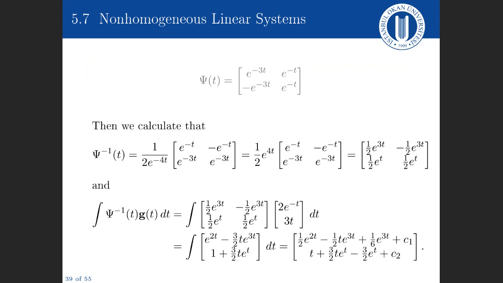We need the integral of Psi inverse g. This looks messy, but there's nothing difficult going on here. It's just, first of all, a matrix multiplied by a vector. You know how to do this. And then it's an integral of a vector. Integral of e to the power 2t, easy. Integral of t e to the power 3t was quite easy, just integration by parts. Integral of 1, easy. And again, integral of 3 over 2 t e to the power t. Yeah, that's easy. You know how to do this. Integration by parts again. You can check that this is the answer.